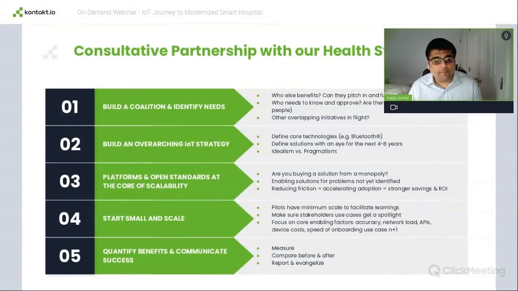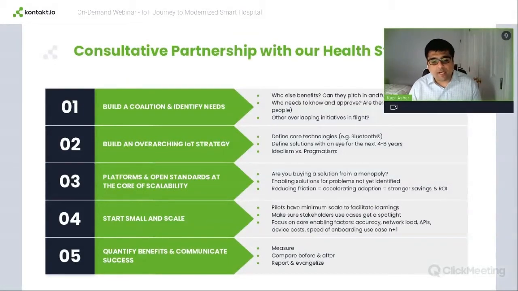So first, build correlation and identify needs. The big question to ask yourself is, why are we doing this? Is there a clearly identified need that is driving inefficiency that costs dollars downstream? If so, does IoT help solve those inefficiencies? Which department does it affect, and who else can be benefited out of it? So these are really important questions to ask yourself, to ask team members on your team, to ask leaders if this is really something that they want to go through from a change perspective.